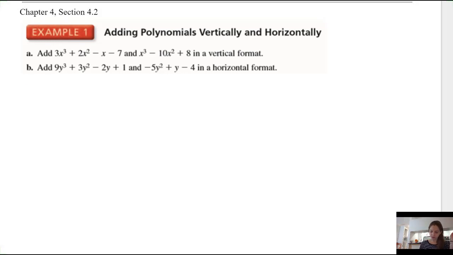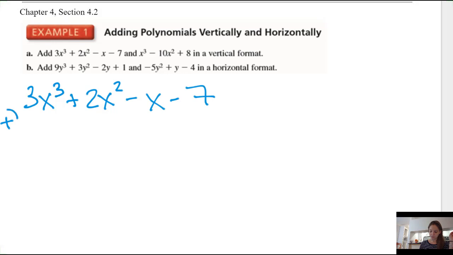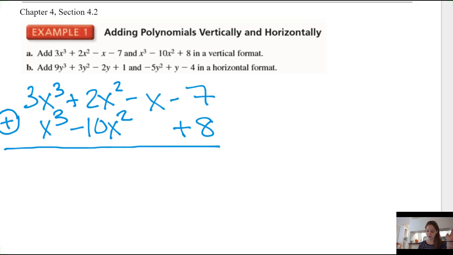So I'll rewrite 3x cubed plus 2x squared minus x minus 7. I'm going to put a big plus sign out front, and then I'll put the second polynomial below. X cubed minus 10x squared. There's no linear term, so I skip that place value in a sense. I put plus 8. And now I add them.